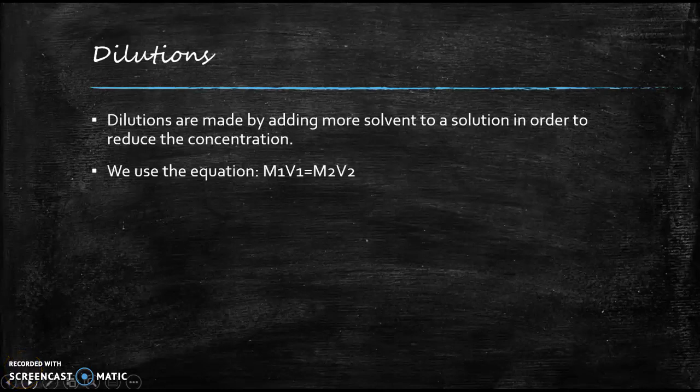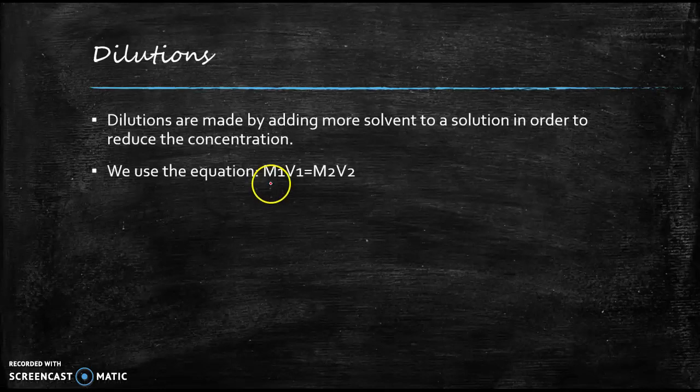All right, dilutions. Dilutions go with molarity and concentration because a dilution is made by adding more solvent to a solution in order to reduce the concentration of the solution. We can use this equation of M1V1 equals M2V2 in order to identify the new concentration or the old concentration or a new volume or an old volume.